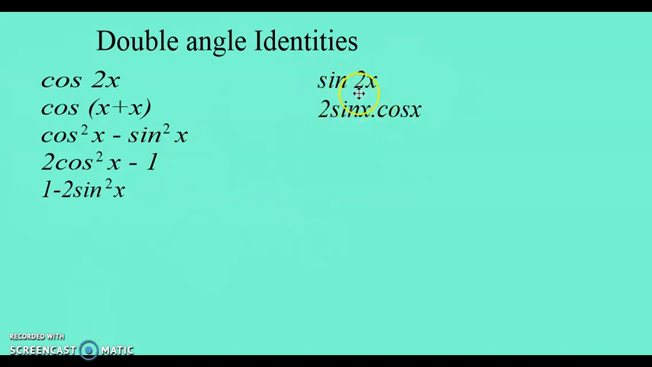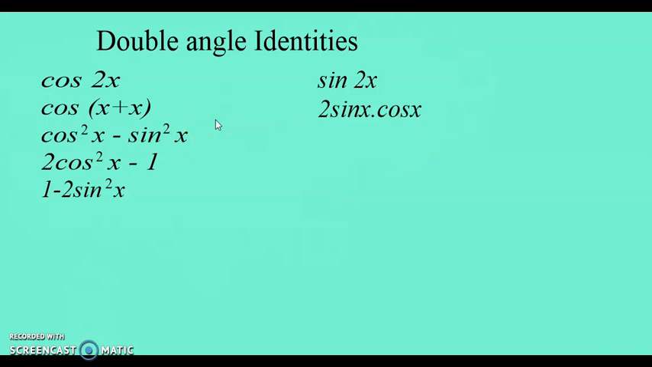Sine 2x becomes 2 sine x multiplied by cos of x. Relatively easy to remember if I practice enough with it. If I go to cos 2x, 2x means cos of x plus x. So the cos double angle identity expands to cos square x minus sine square x, and we will show in the next slide how that happens.